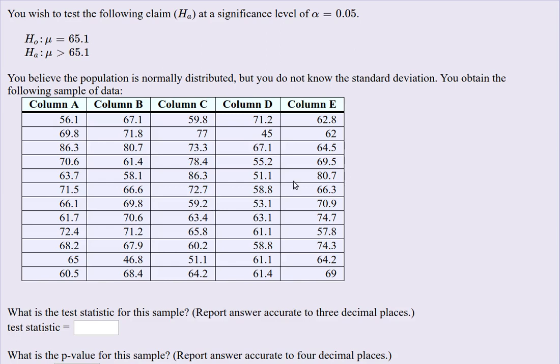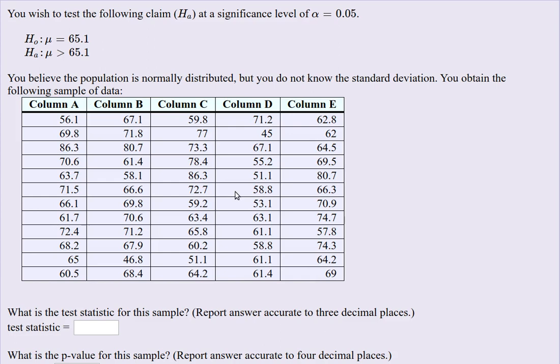This is my version of problem number 15 from chapter 7 in the homework. It's a hypothesis test. We know the null hypothesis, the alternative hypothesis. Now please pay careful attention to your version, because your alternative hypothesis might be less than or it might be not equal to. They've also established what the alpha level is. And then they took the sample, and here is the data from their sample.